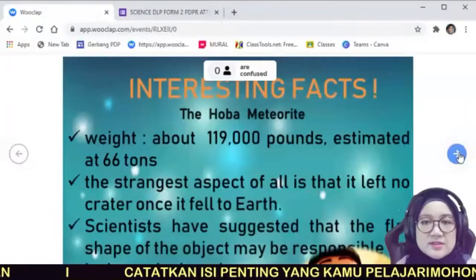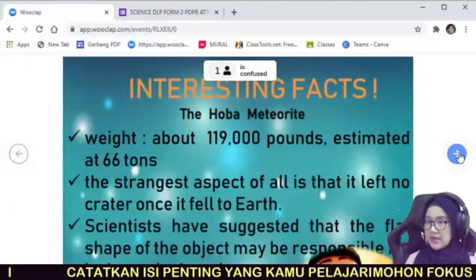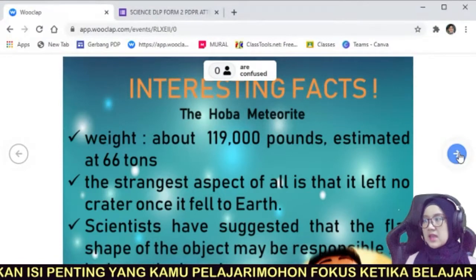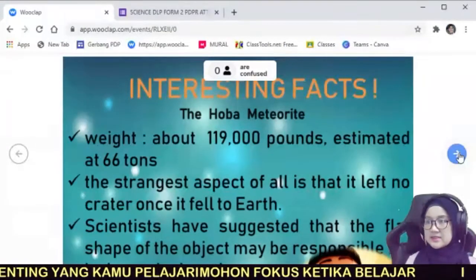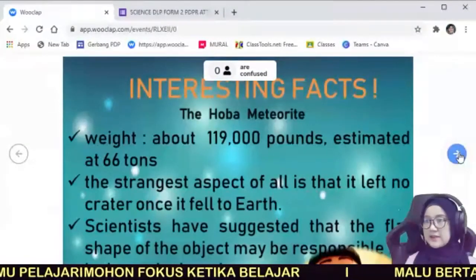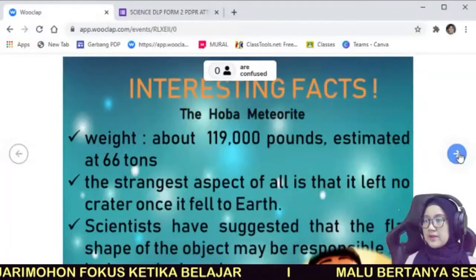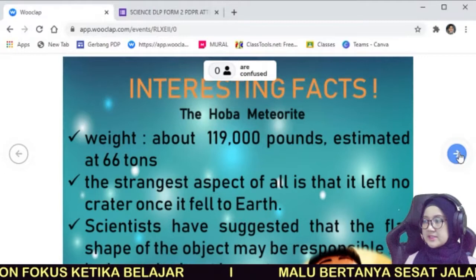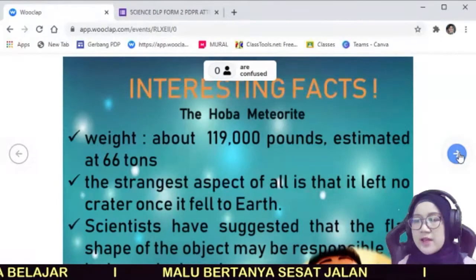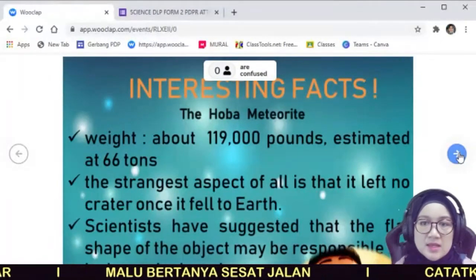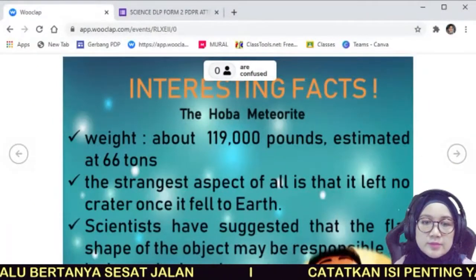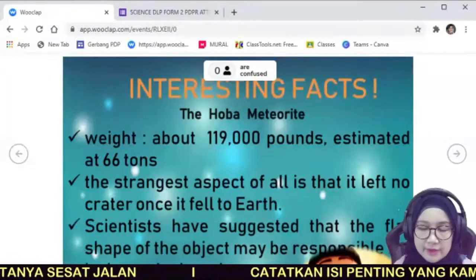Okay, these are interesting facts. The Hobart meteorite weighs about 119,000 pounds, estimated at 66 tons. The strangest aspect of all is that it left no crater once it fell on the Earth. Scientists have suggested that the flat shape of the object may be responsible for its low velocity at impact. So this is the meteorite that can be found to have fallen on Earth.